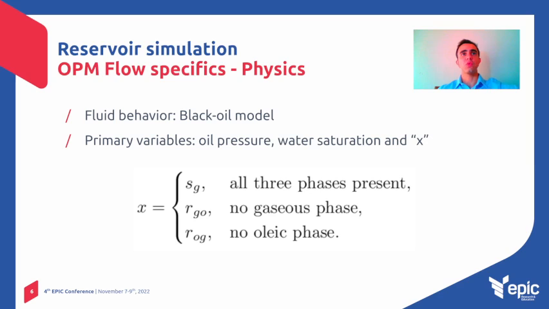So the specifics for OPM Flow regarding the physics: OPM Flow uses the black oil model with oil pressure and water saturation as primary variables, as well as this X variable, which can be either the gas saturation or the gas oil ratio or oil gas ratio, depending on the properties of the fluid. And this X value can change along the simulation and can change also for the different cells of your model.